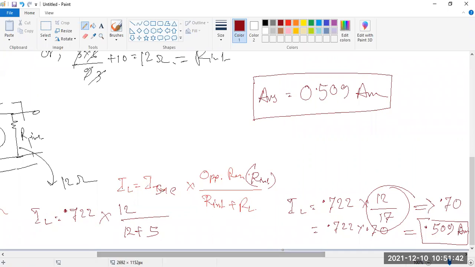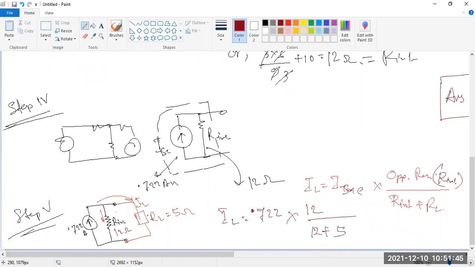Okay, so guys, if you have any question, you may ask me. Just remember the Norton theorem.